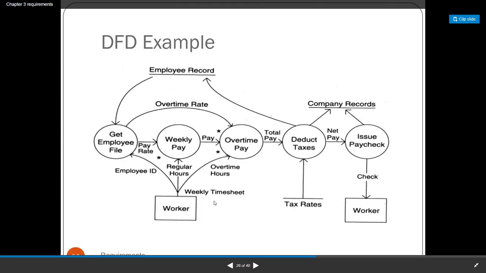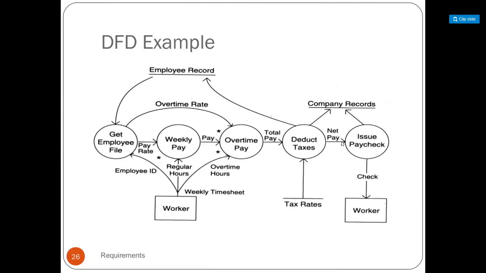So worker, what does he do? He has a weekly timesheet with regular hours and overtime hours, and he has an employee ID in the employee file. If he works overtime, this has to be paid, and for regular hours he is paid at the pay rate. So where does he get this employee file? From the employee record. Then deduct tax also comes from the employee record, and it goes to the employee record, showing how much tax has been deducted. After the total pay has been computed, tax is deducted from that, and that goes to the net pay, which is exactly what is earned by the worker.